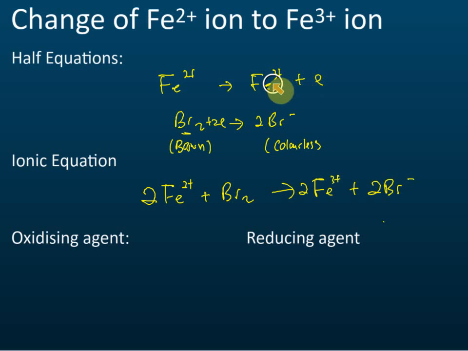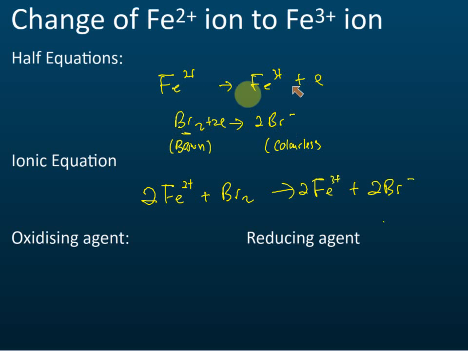So is this receiving or releasing electrons? Release. If we add electrons on the left-hand side, the right-hand side is releasing electrons. This one is receiving electrons. Plus electrons on the left-hand side is receiving electrons. Plus electrons on the right-hand side is releasing electrons. Now, this is releasing electrons, this is receiving electrons, and you see the change of the oxidation number from positive 2 to positive 3, and this one is from 0 to negative 1.